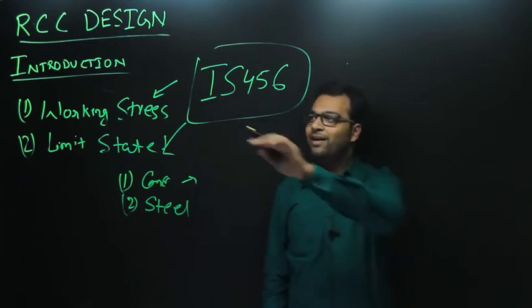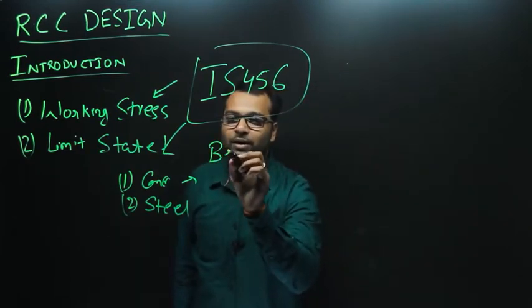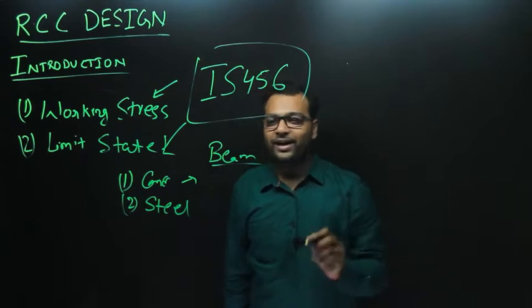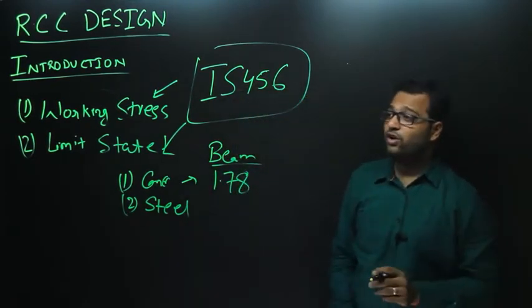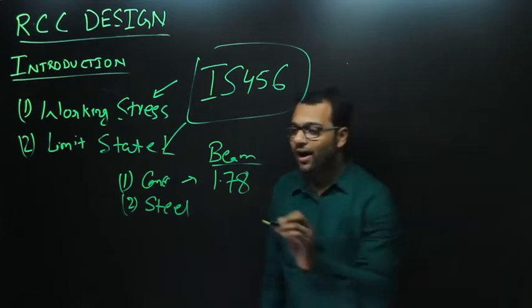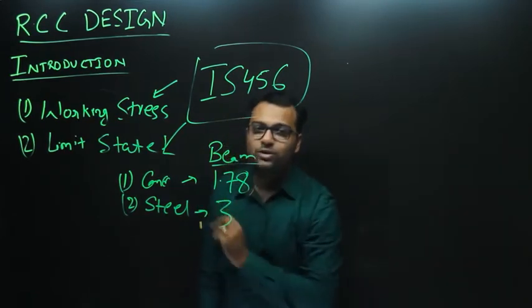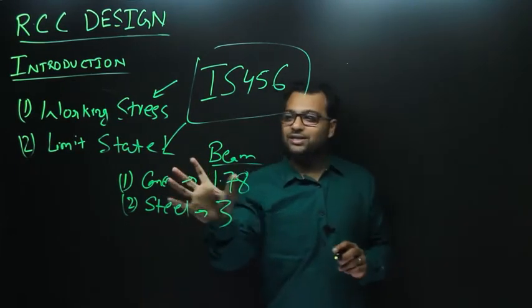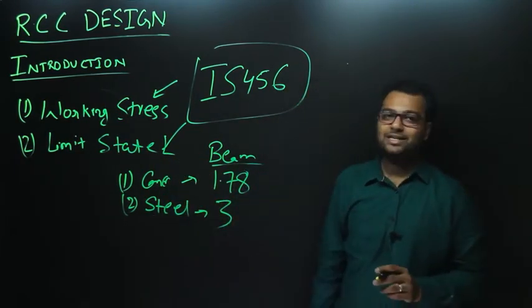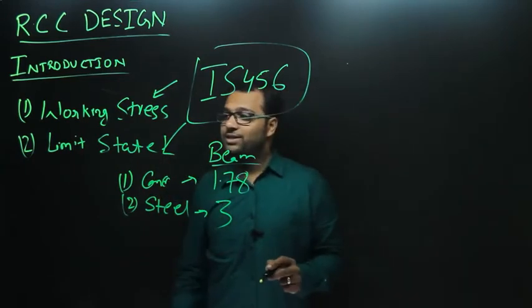In the working stress method, for a beam, if the concrete is M20, its strength is divided by 1.78. This is the factor that we use for reducing the strength of the concrete. And for steel, the factor goes as high as 3. So in the working stress method, we keep the force as it is and we reduce the strength of the concrete and steel. But what happens in limit state?